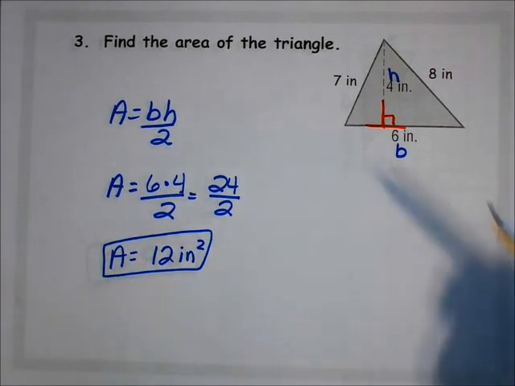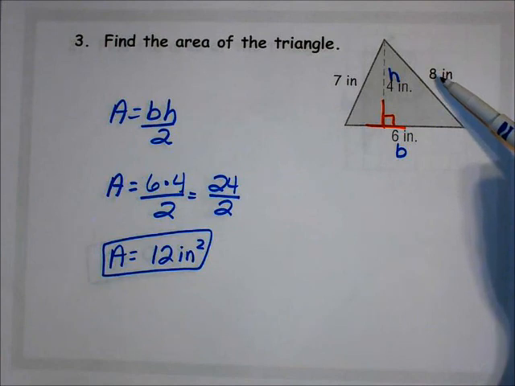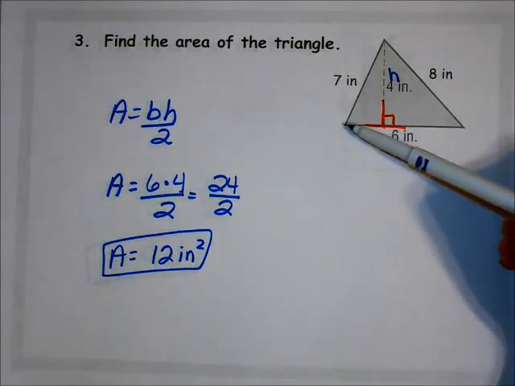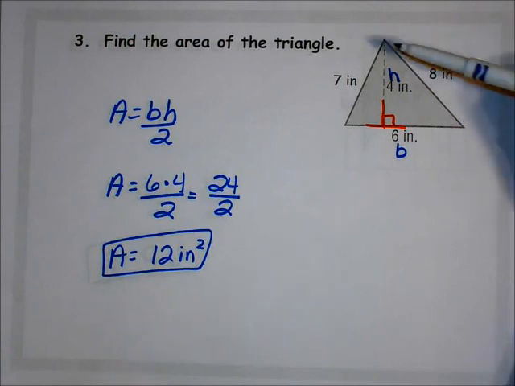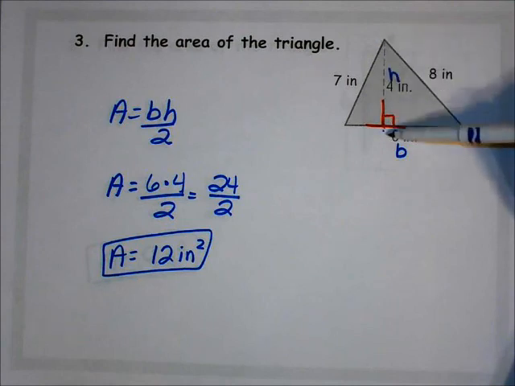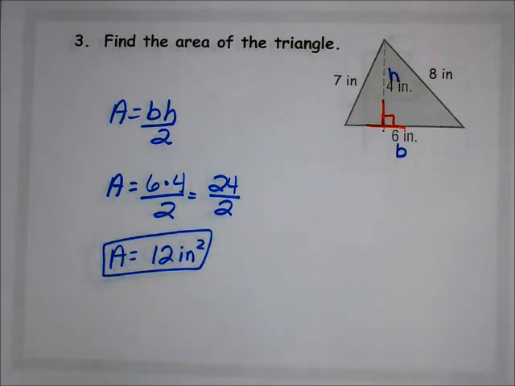Now notice I did not use 7 or 8 as my height, because in order to find the height, it has to be standing up tall and straight. 7 isn't standing up tall and straight, and the side that's 8 inches is also not standing up tall and straight. So 7 and 8 cannot be the height. 4 had to be the height because it's standing up tall and straight.